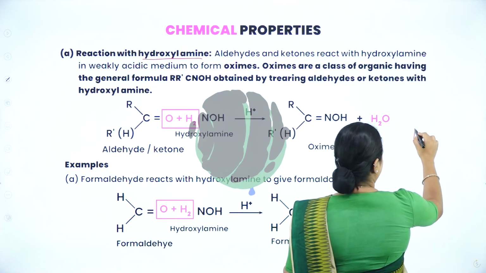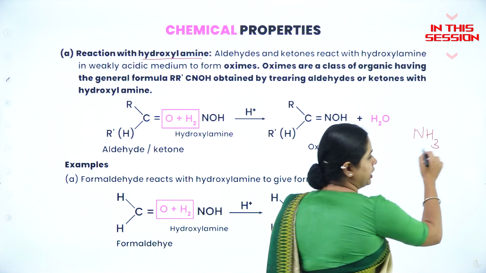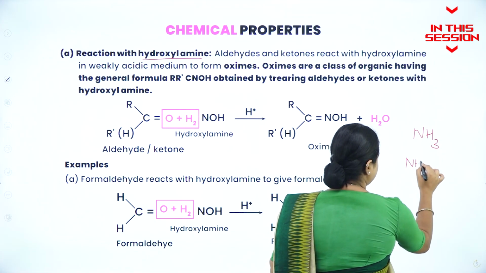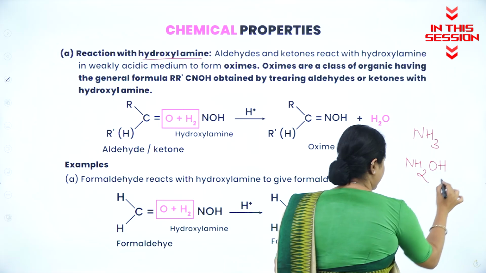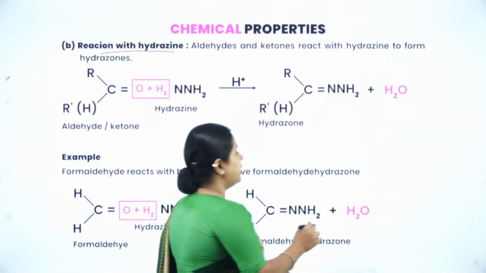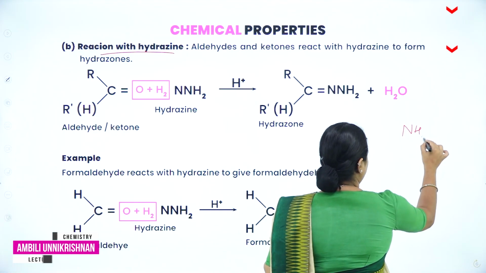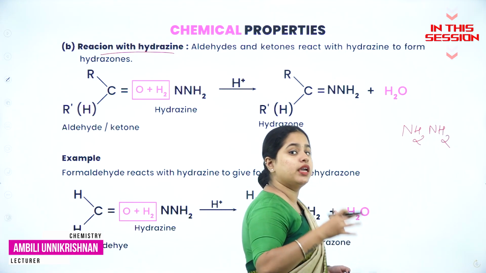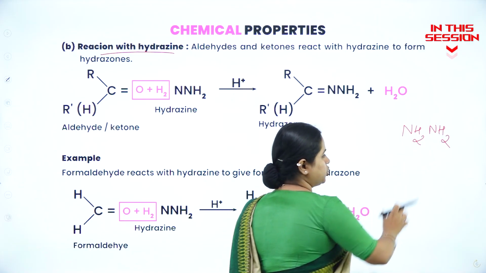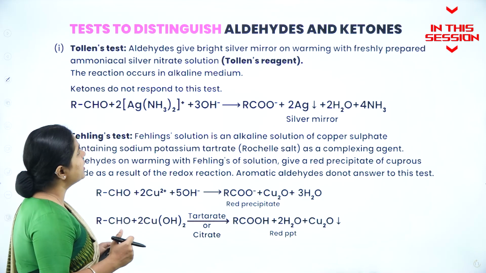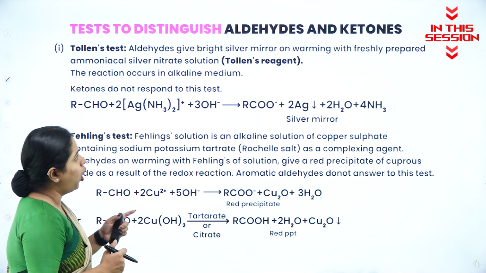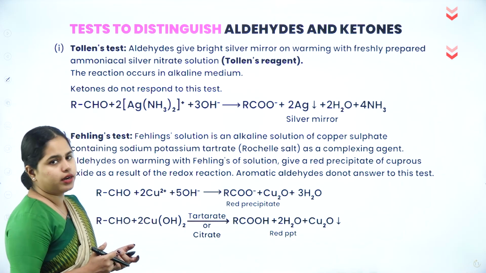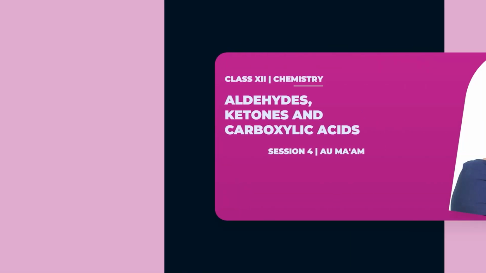This is ammonia, NH3. In NH3, one hydrogen is going to be replaced by an OH group. So you get NH2OH. This is called hydroxylamine. Hydrazine is NH2NH2. So again, from ammonia, one hydrogen is replaced by an NH2 group. So you get NH2NH2. This is called hydrazine. Aldehydes give a bright silver mirror on warming with freshly prepared ammoniacal silver nitrate solution, which is called Tollens' reagent.